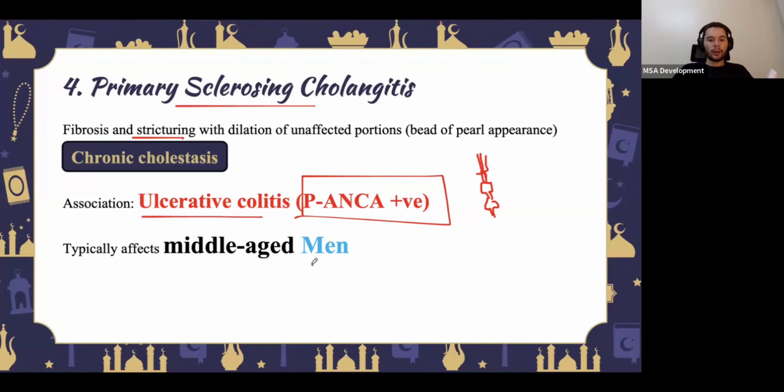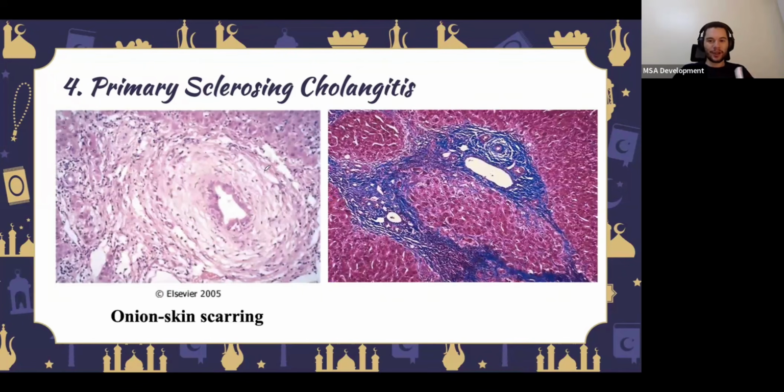All right. Okay, I thought we were done. There is one more thing: how it looks microscopically. Over here, you can see an onion skin appearance, but this is very typical of primary sclerosing cholangitis. And you can sort of imagine how these strictures start forming.